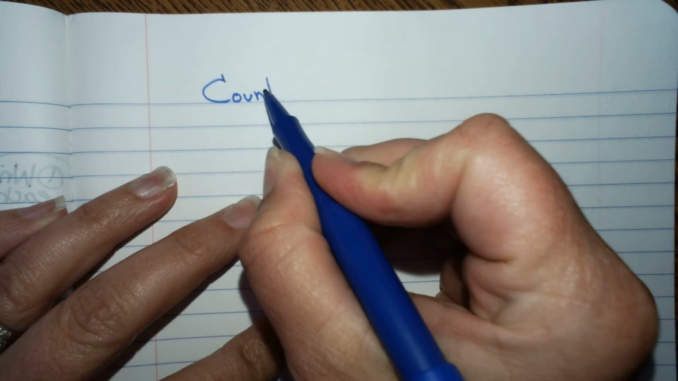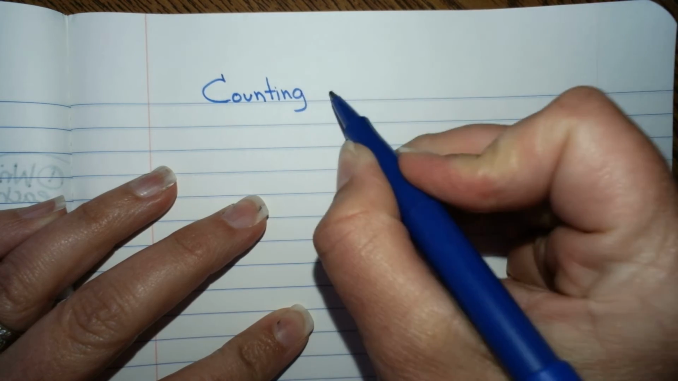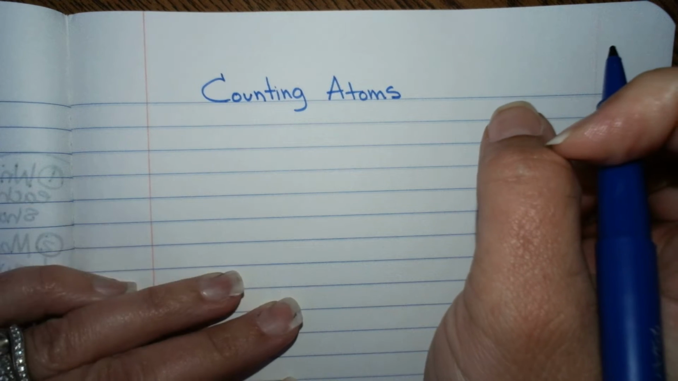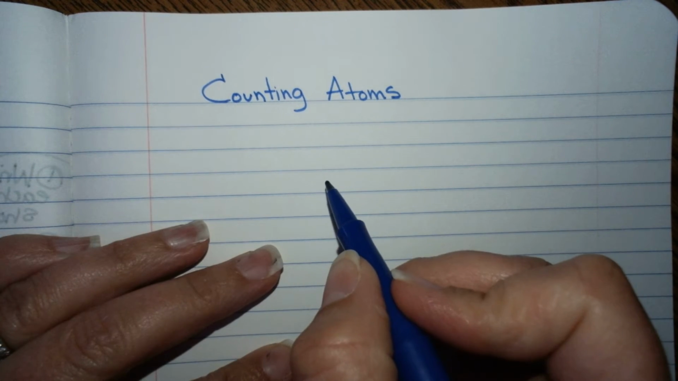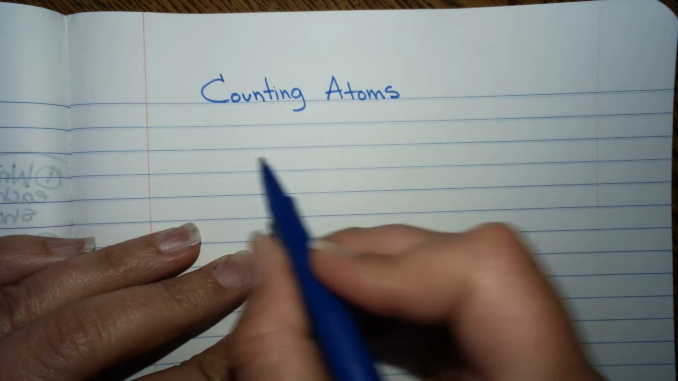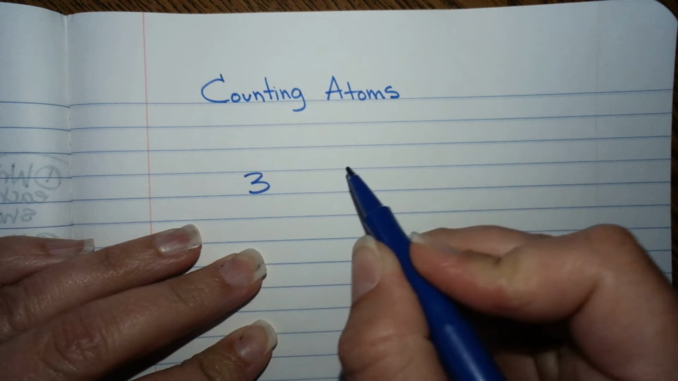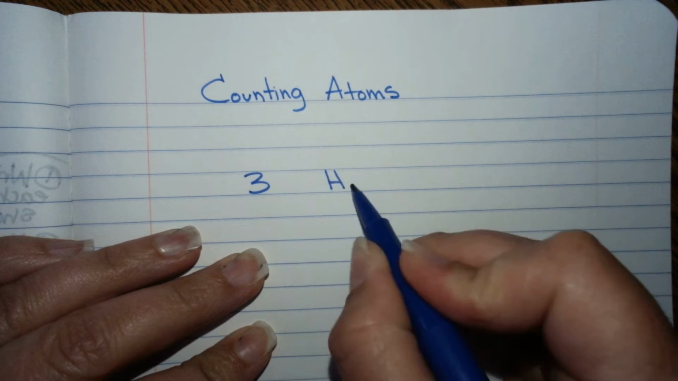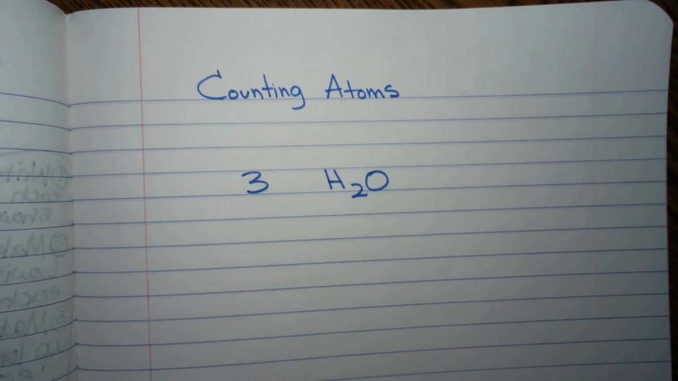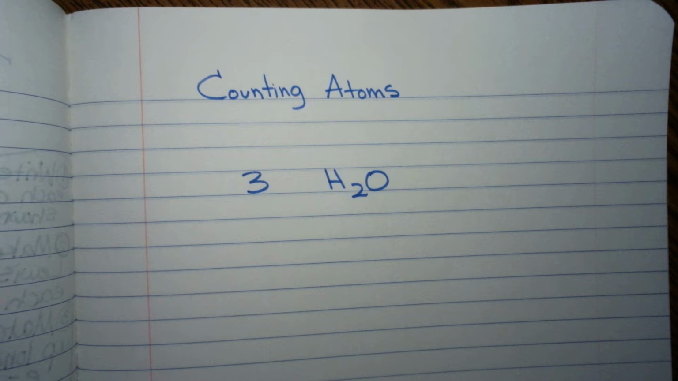So we're going to title this page Counting Atoms. I'm going to leave a little space here, and then we'll have an example, and we'll label this example. Okay, so what does this tell me? That's H2O. We've got 2 hydrogens, 1 oxygen.